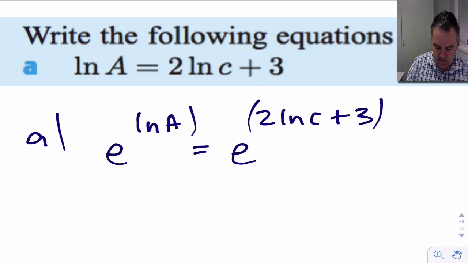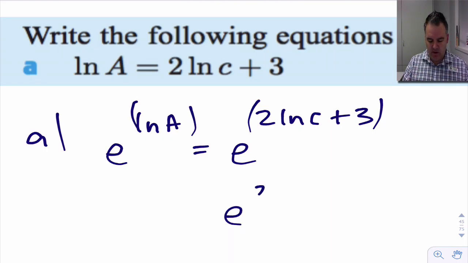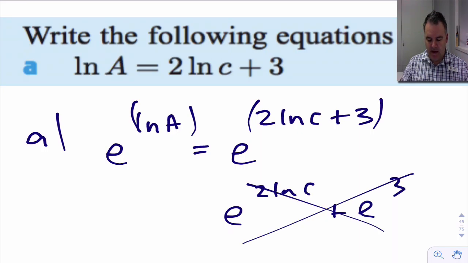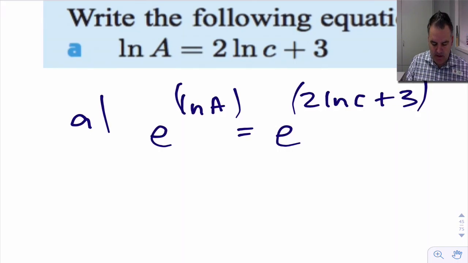Okay? So again, make sure that you don't do on the right hand side e to the 2 ln c plus e to the 3. It is not that. You can't just apply the function to each individual element on one side. It has to be to the whole thing. Okay, so e to the ln a is just a.